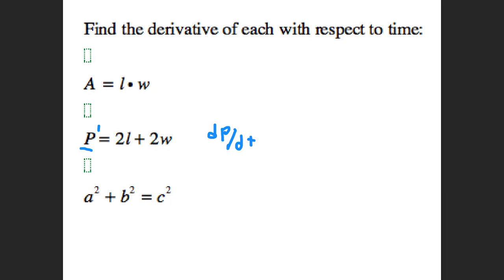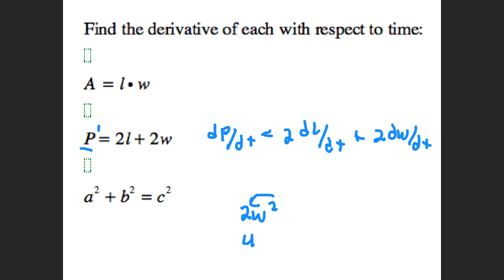So this is really perimeter, right? Because perimeter is equal to 2 length plus 2w. So the derivative of this formula would be dP/dt is equal to 2 dL/dt plus 2 dW/dt. Now, if I had something like 2w squared, you bring the 2 down, so this would be 4w dW/dt. You just tack on the derivative with respect to time on all of these.